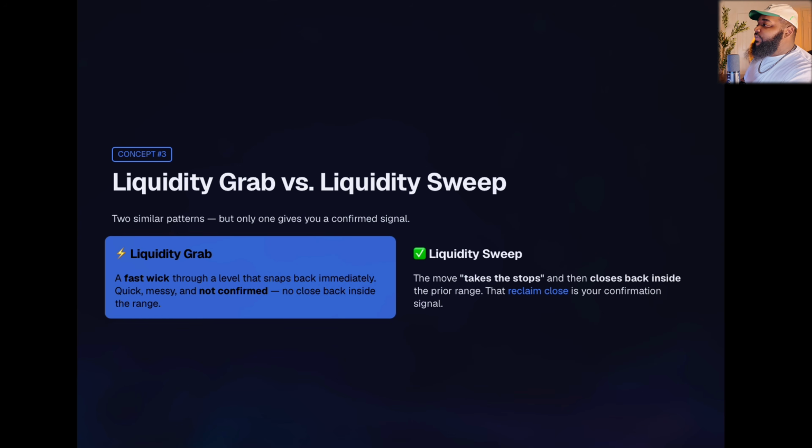So we went over this right here, the liquidity grab and the liquidity sweep. The liquidity grab is really a fast grab to a level that snaps back immediately. Sometimes it rejects off of your entry. It's quick, messy, not confirmed. And then the liquidity sweep is where it takes your stop.